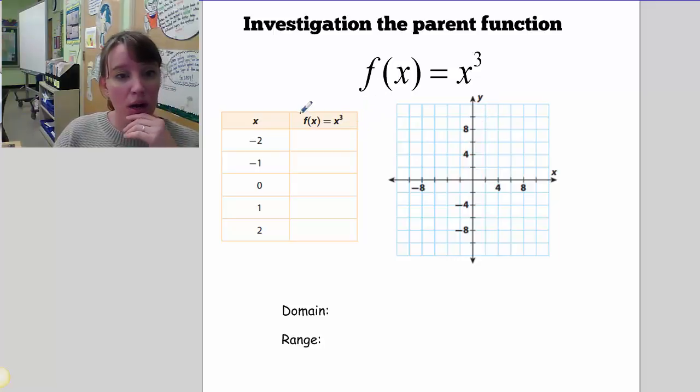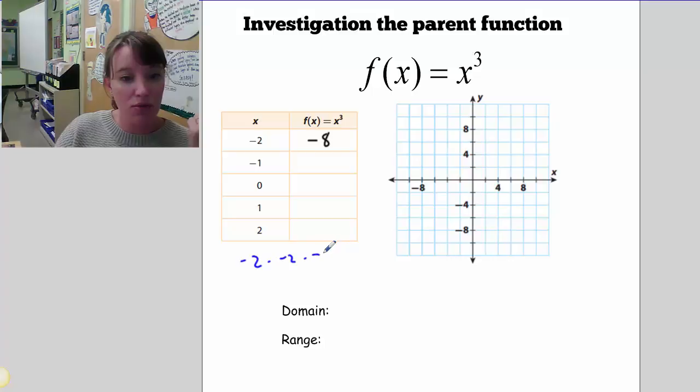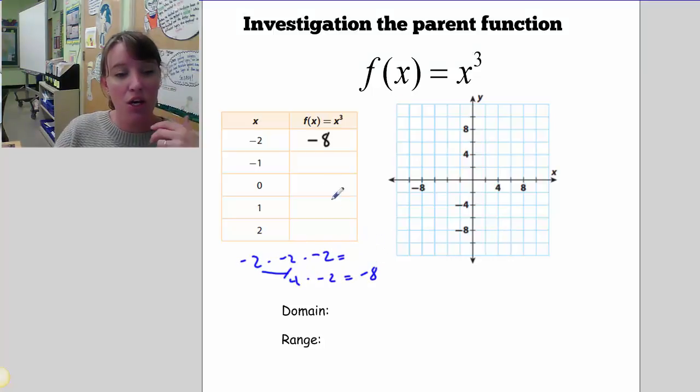So here, if I take negative 2, what I would end up doing is getting negative 8, because negative 2 times negative 2 times negative 2 gets me positive 4 times negative 2, which is negative 8. So notice, unlike the squaring function, which only gets positive numbers, the cube function gets negative numbers. So negative 2 cubed is negative 8, negative 1 cubed is negative 1, 0 times 0 times 0 is 0, 1 times 1 times 1 is 1, and 2 times 2 times 2 is 8.